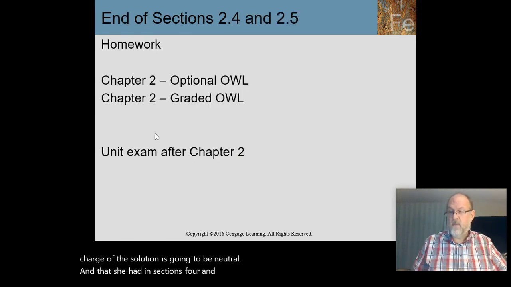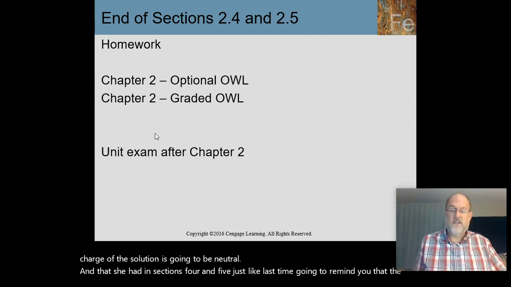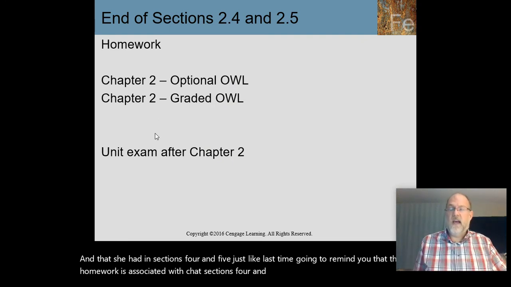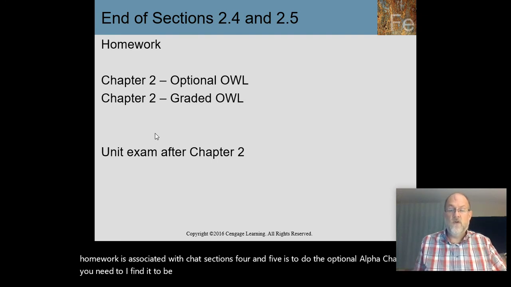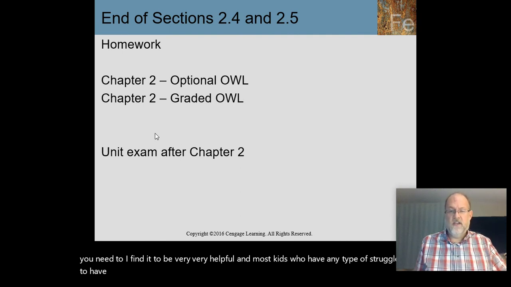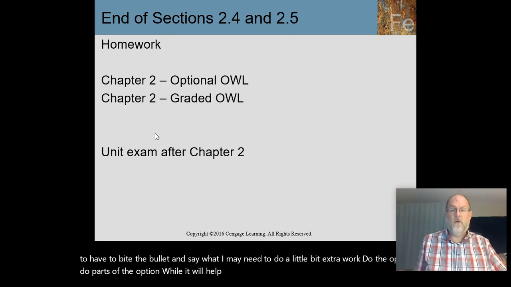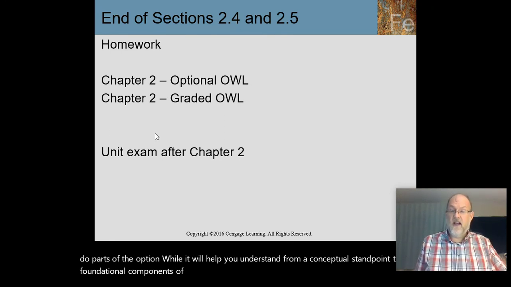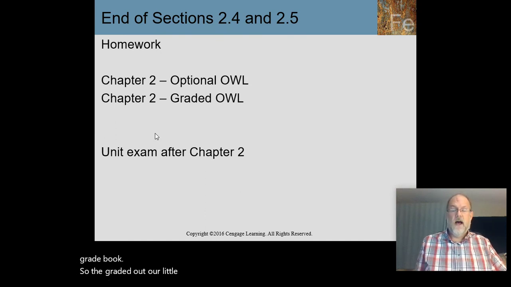Just like last time, I'm going to remind you that the homework associated with sections 4 and 5 is to do the optional OWL for chapter 2 if you need to. I find it to be very, very helpful, and most kids who have any type of struggles have to bite the bullet and say, you know what, I may need to do a little bit extra work. Do the optional OWL. Do parts of the optional OWL. It'll help you understand from a conceptual standpoint the foundational components of this section. And then the graded OWL is the part that's going to go in the grade book. The graded OWL has a little more complicated problems, but the foundational optional OWLs are really, really helpful.